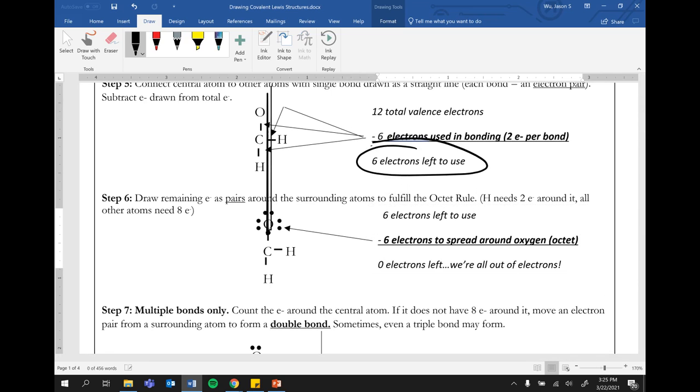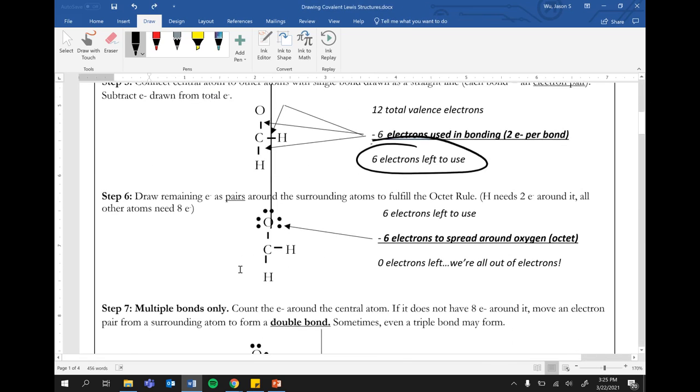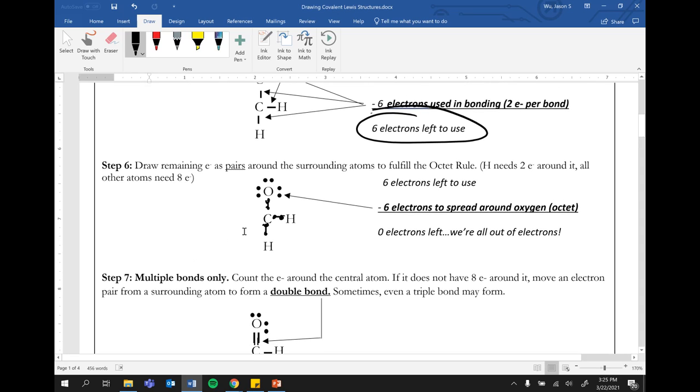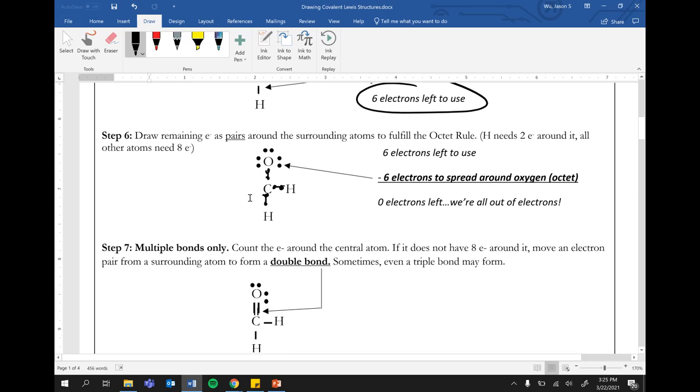Because remember, each of these bonds represents 2 electrons. So I've used 12 in all. But notice I need to count for one thing. I need to count the electrons around the central atom. If it does not have 8, let's count the electrons around the central atom.